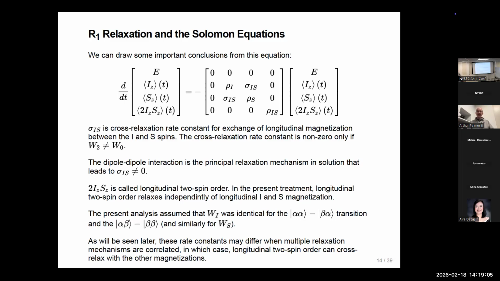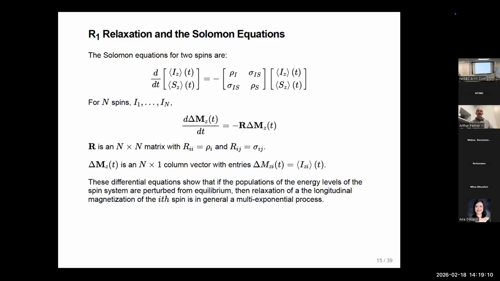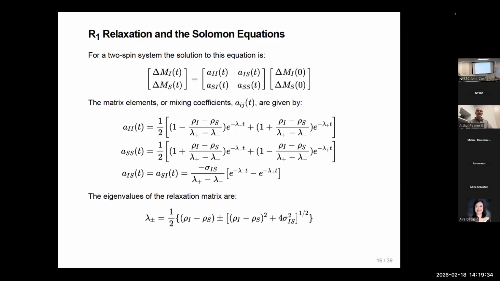I think I've said everything on this slide. So for two spins, if we ignore the two-spin order, which is doing its own thing, it's not cross-relaxing, we just have this 2 by 2 matrix, and we can ask Mathematica to solve those differential equations. So here's the solution. Not that we particularly care about the numbers, because we're mostly going to make graphs.